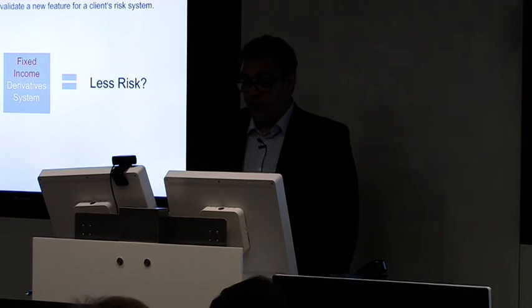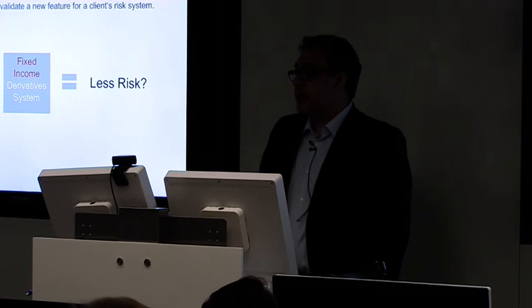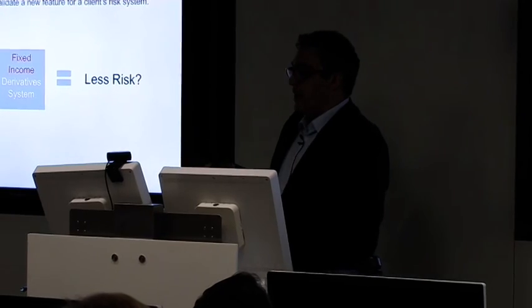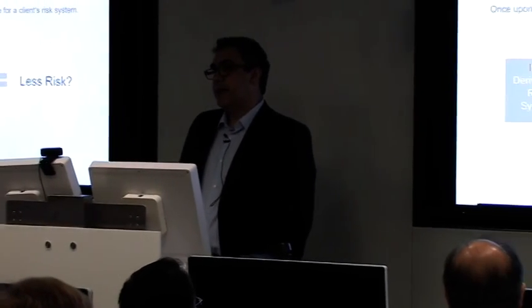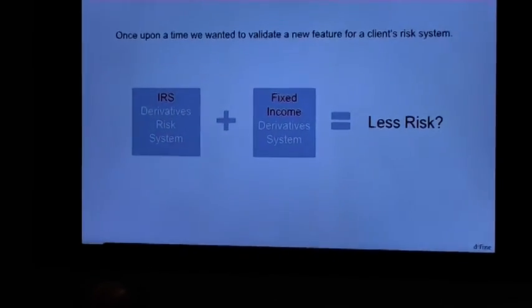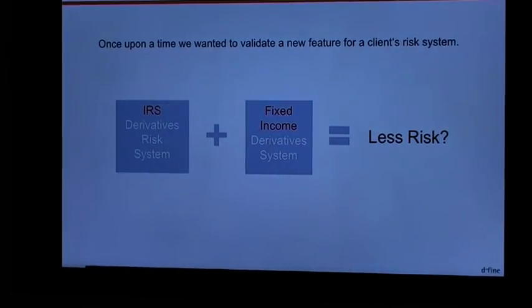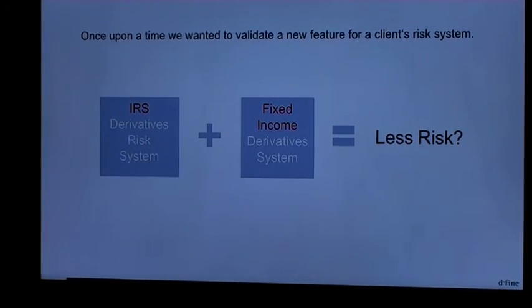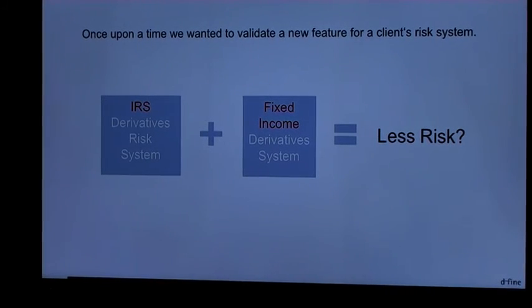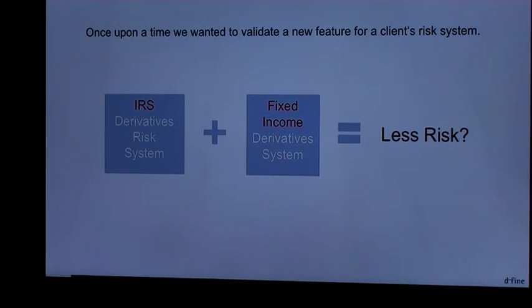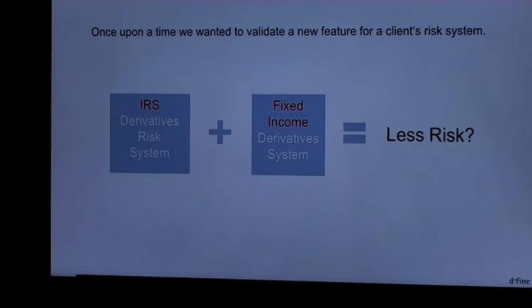So let me start with a story. This is a true story. This company had 2 risk systems, and they wanted to try to figure out whether combining the results from these systems would lead to a reduction of risk and of costs. These systems were specialized. One was for the IRS part, so interest rate swaps, and the other one was dealing mainly with fixed income, so listed versus OTC.